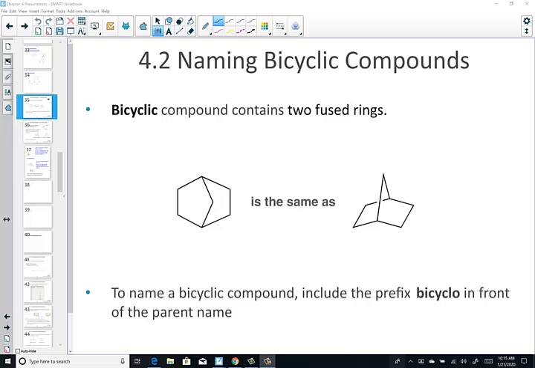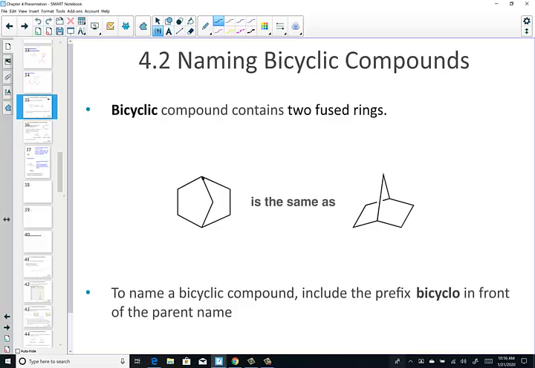Hope you had a little break from nomenclature in section 4.1, talking about naming straight chain alkanes, and we looked at a few examples of cycloalkanes. In this section, we're going to continue naming, but looking at a type of bicyclic compound. A bicyclic compound is one that contains two fused rings.